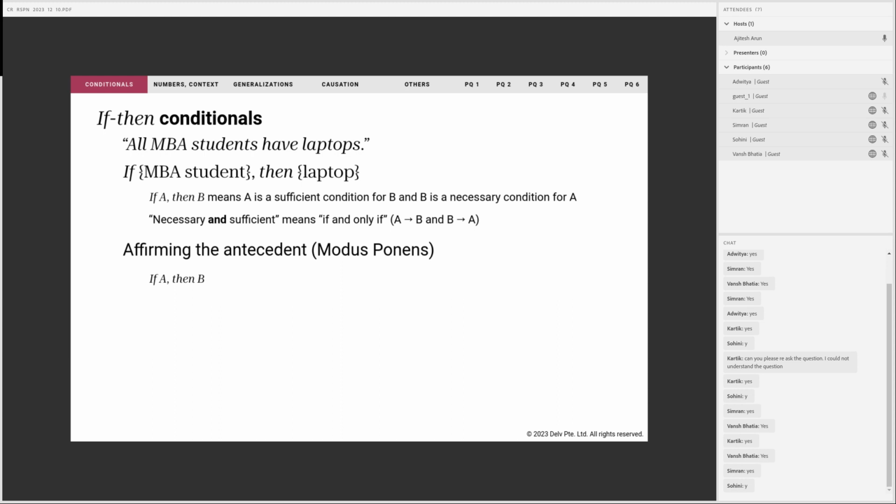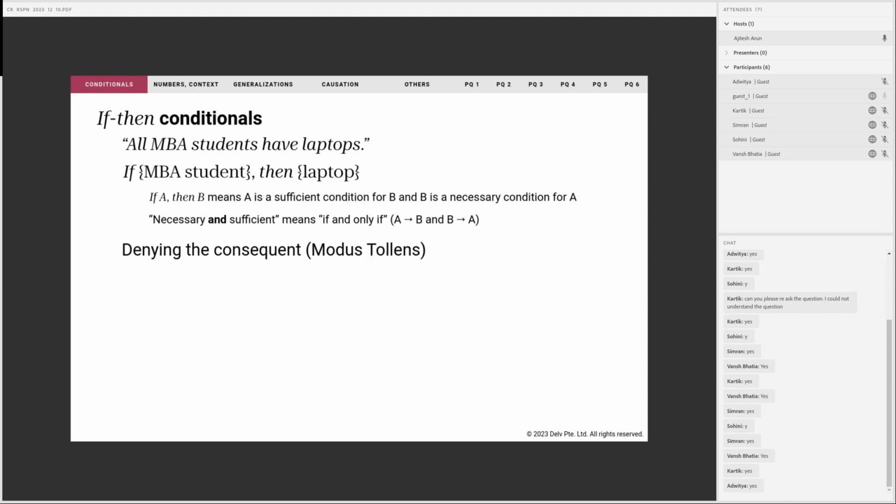If A, then B. And then somebody tells you that A is true, right? So if you know that if A, then B, and you know that A is true, then you can say that B is true. Now, this is pretty straightforward, but let me just get a quick check. Is everyone okay with this? All right, I've received a few yeses on this.